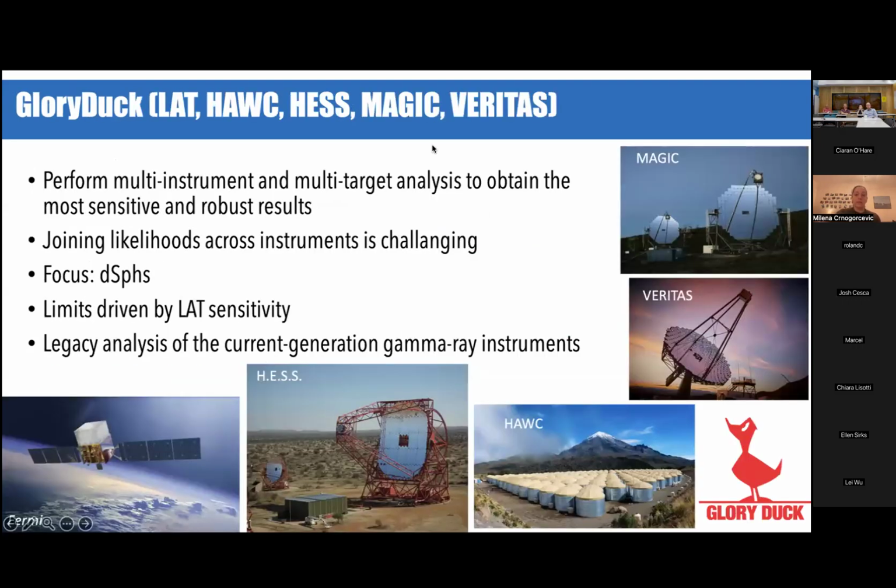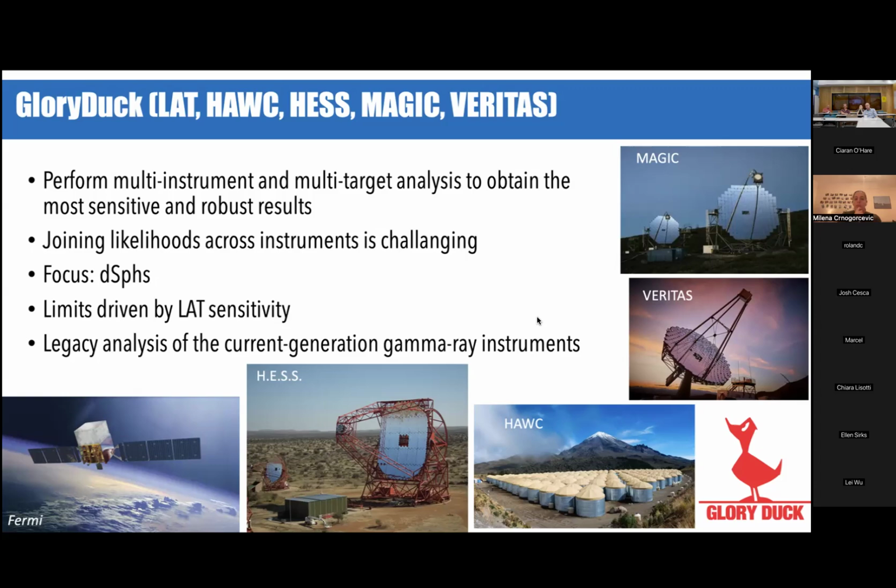So one final thing that I want to mention about dwarf spheroidal galaxies is something called the Glory Duck. The name for this comes from one of the collaboration meetings, I believe, that were held in Berlin, where a bunch of people ate at a Glory Duck restaurant and came up with the idea to set up a software pipeline to perform multi-instrument and multi-target analysis using various instrumentation and observation techniques.